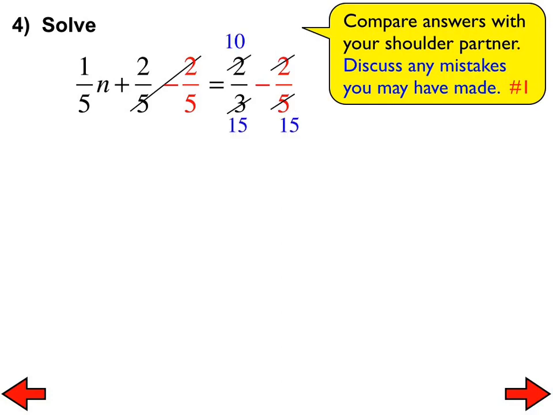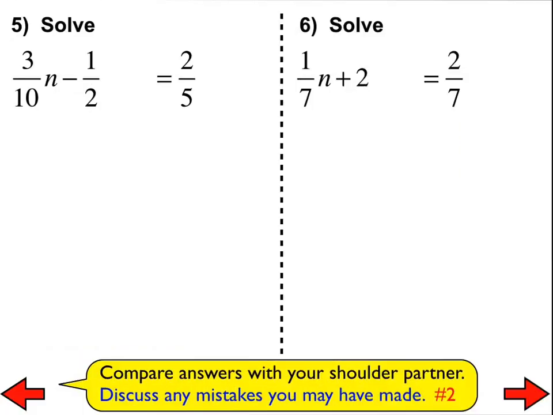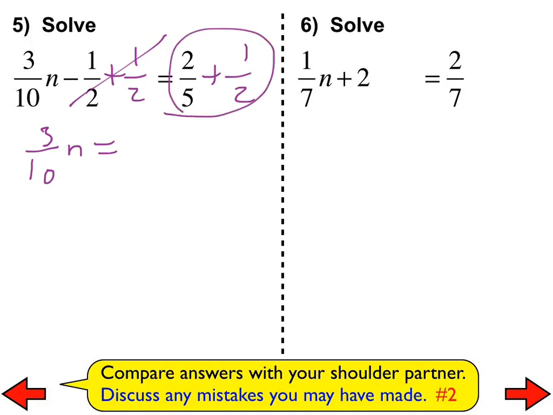And then we will compare both of those with our shoulder partner. Once again, do number 5 and number 6. All right, number 5, we need to add 1/2 to both sides. I know that's obvious. I made 0 right there. Now I have 3/10 n equals. I need to figure out what 2/5 plus 1/2 is. I don't have a lot of room here. I know that that is 9/10. I found that by finding the common denominator and doing all that stuff.